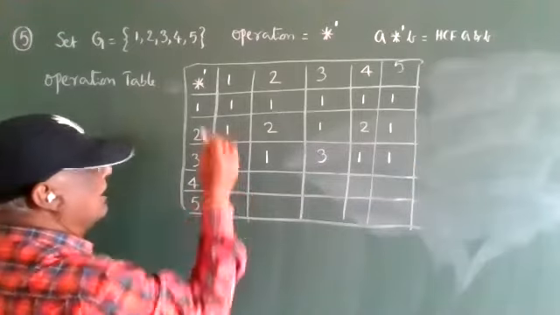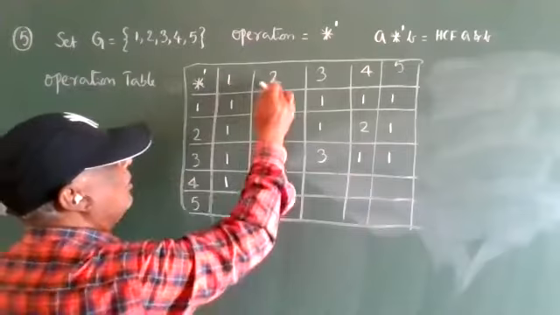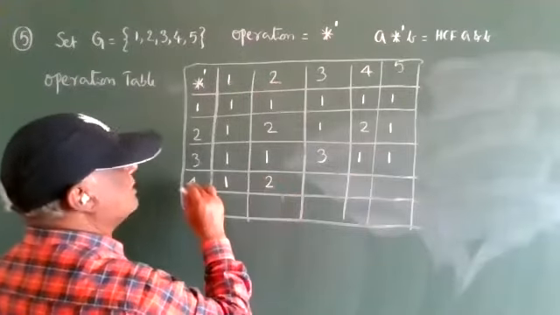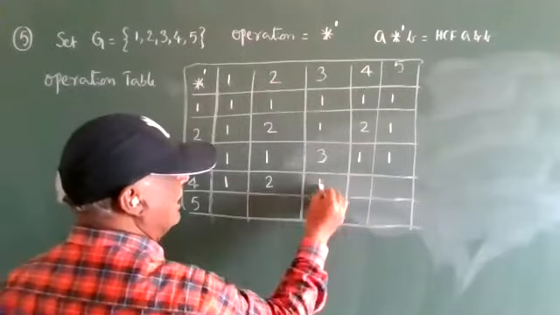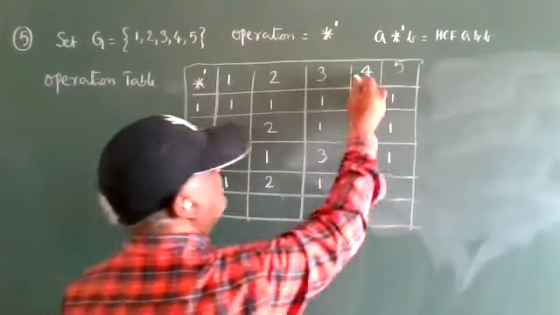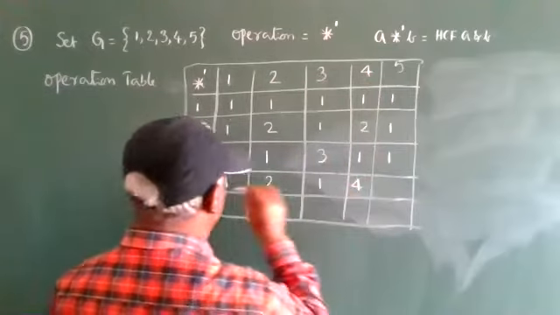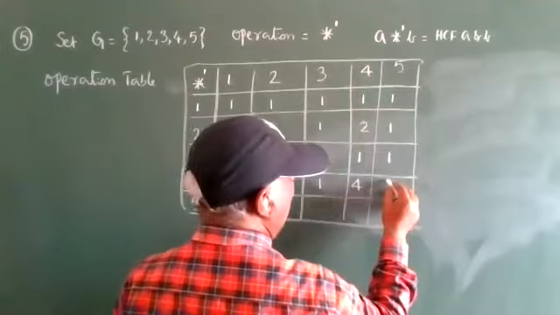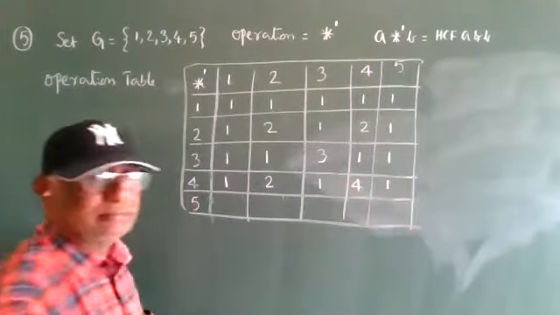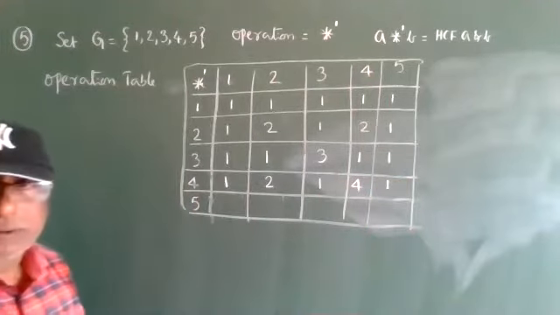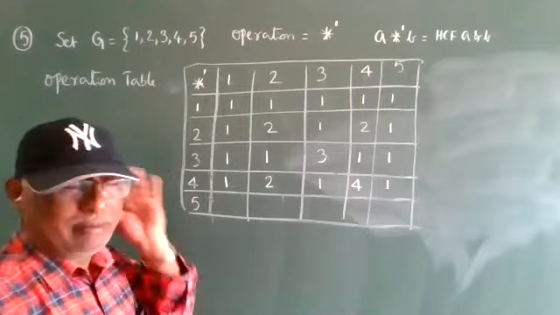4 star 1: common factor is 1. 4 star 2: common factor is 2. 4 star 3: common factor is 1. 4 star 4: common factor is 4. 4 star 5: common factor is 1. Right.